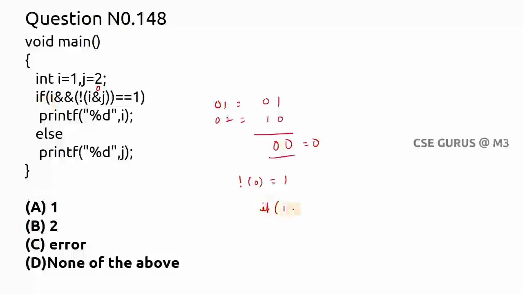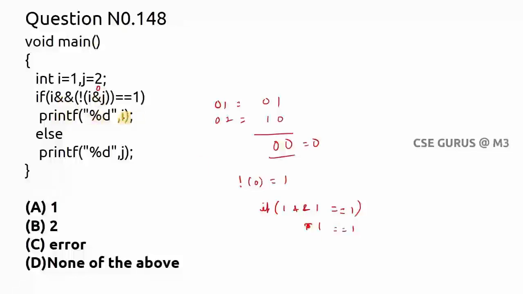If I is 1 and the value here is 1, so it is asking if this value is double equals to 1. So I double AND 1 double AND 1, so true double AND true. It's a logical AND, so true and true is always true. So that's why it is again 1. So 1 double equals to 1, yes, true. So the if condition is true.